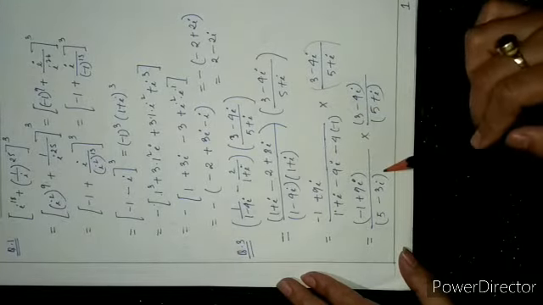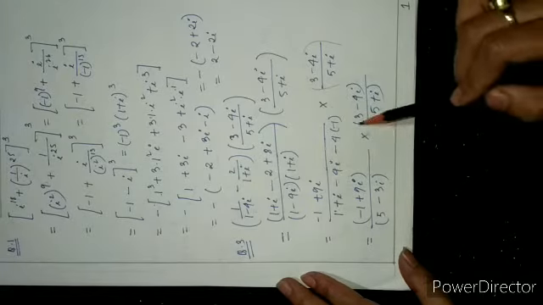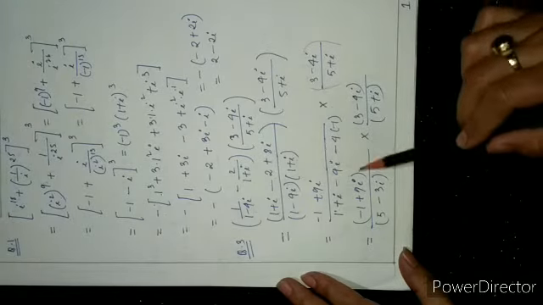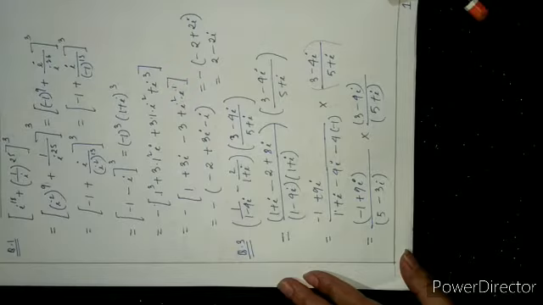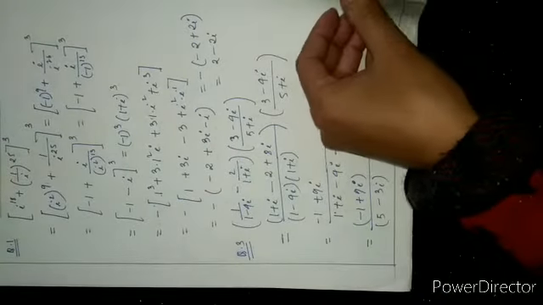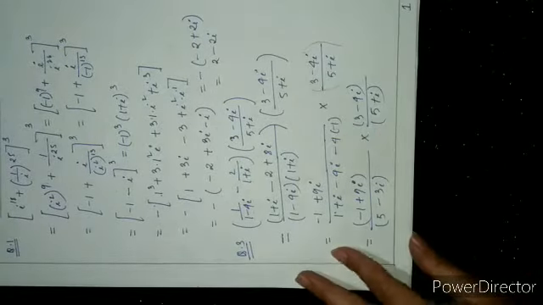To convert these complex numbers to rational form, find the product of the numerators and find the product of the denominators. Numerator with numerator, denominator with denominator.